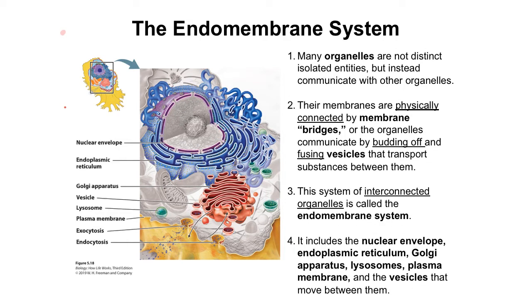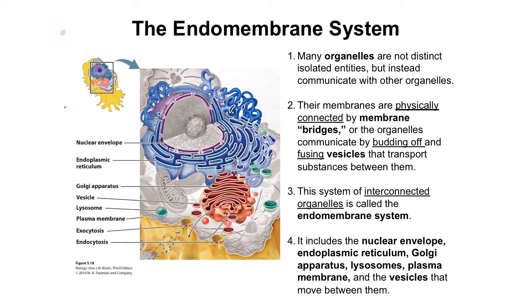So first, let us establish a big picture view of the endomembrane system in eukaryotic cells. Now, many organelles, and when we say organelles, these are membrane-bound entities inside the eukaryotic cells, are not distinct isolated entities, but instead they communicate with other organelles. And they can communicate in two ways.